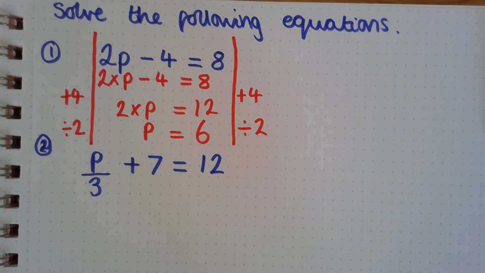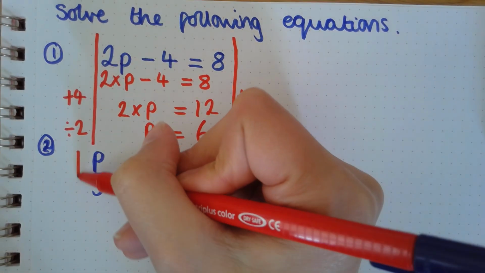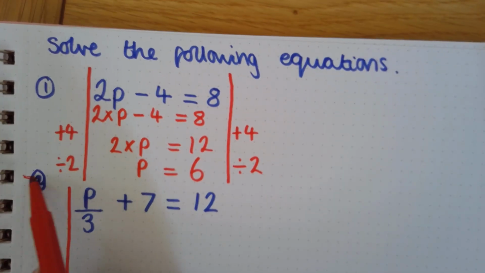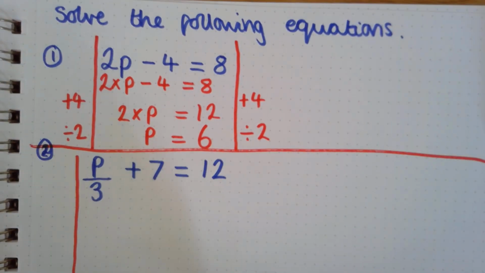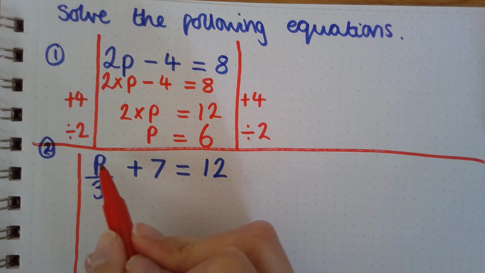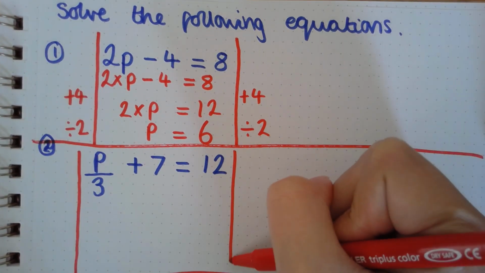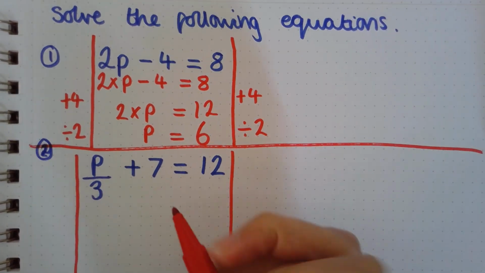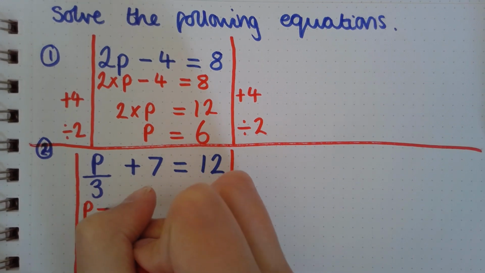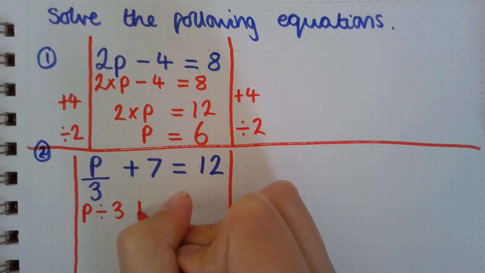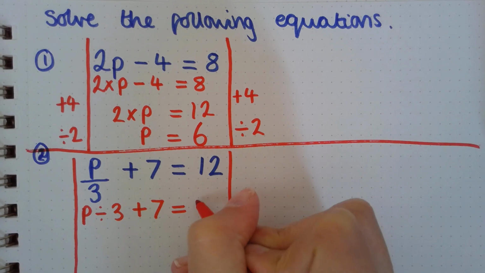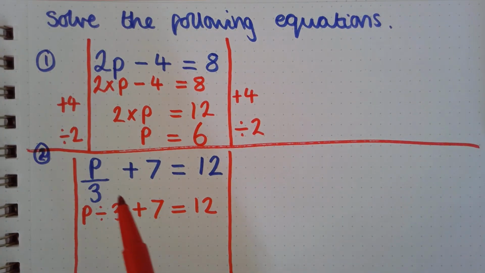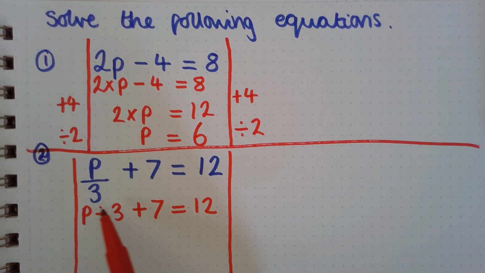The next one, so we're going to draw our stabilisers. I'm just going to draw a line because that separates questions. So stabilisers are drawn in. We're going to rewrite this so we know what it means. It means P divided by 3 add 7 equals 12. So that means we've divided P by 3 and then we've added 7, which gives us 12.